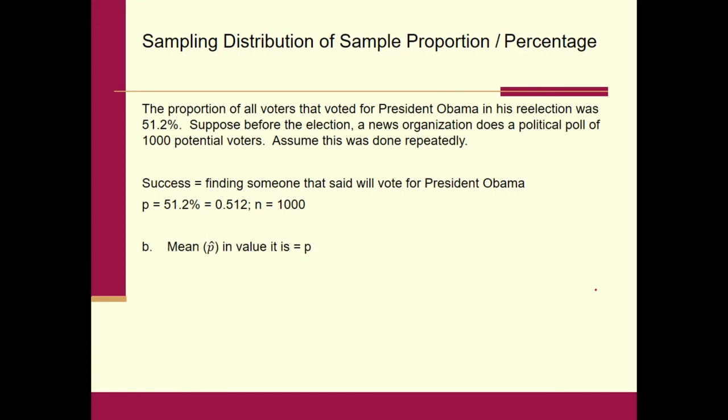B, what's the mean of the sampling distribution of p hat? We know its value should be whatever lowercase p is. What is lowercase p? 51.2% or 0.512.